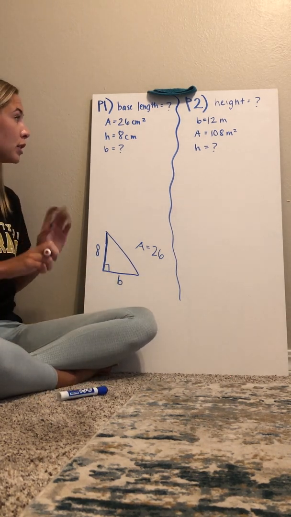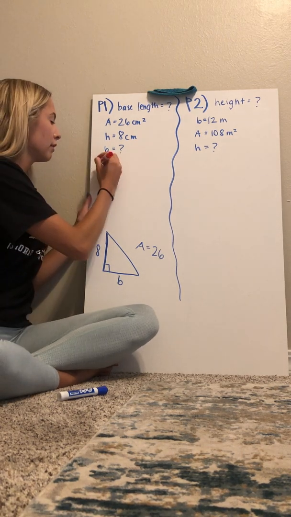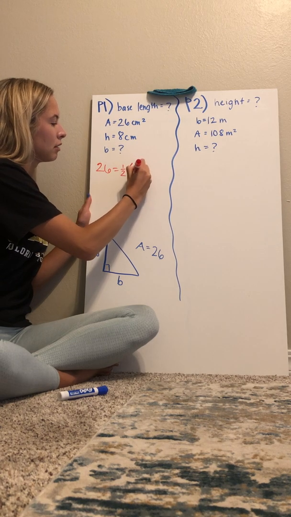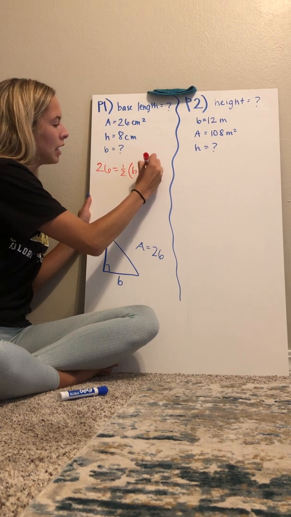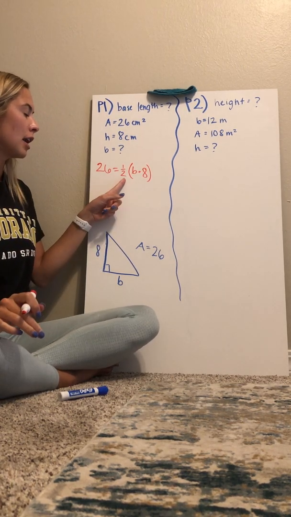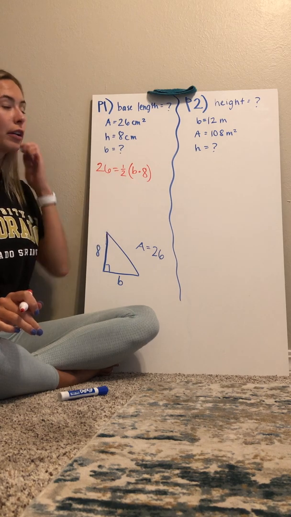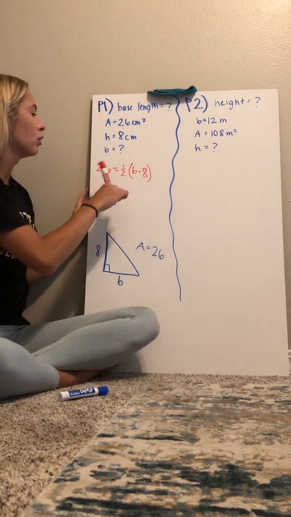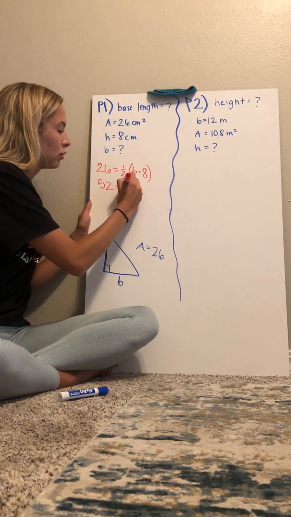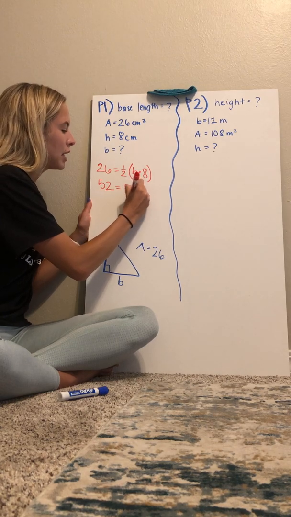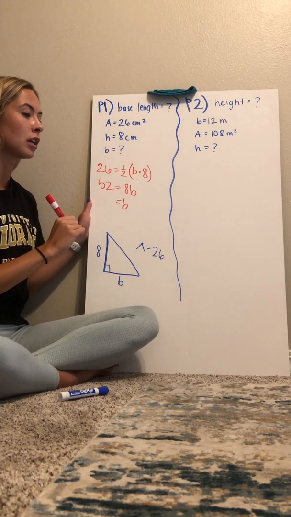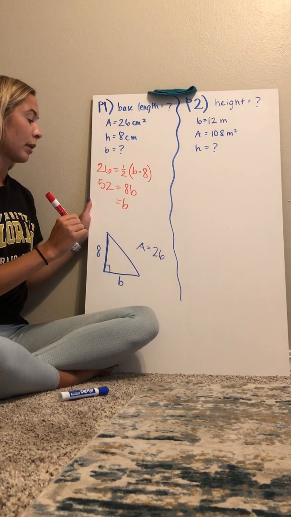Now we're going to use the numbers we do have and plug it into our formula. So we have area, which is 26, equals 1/2 base times height. So B times 8. Okay, so algebraically, to undo this, 1/2 being multiplied here, we're going to multiply by the reciprocal. The reciprocal of 1/2 is 2, so multiply 26 by 2, we get 52 equals B times 8, or 8B. And now we're going to divide by 8 on both sides to get our final base length.